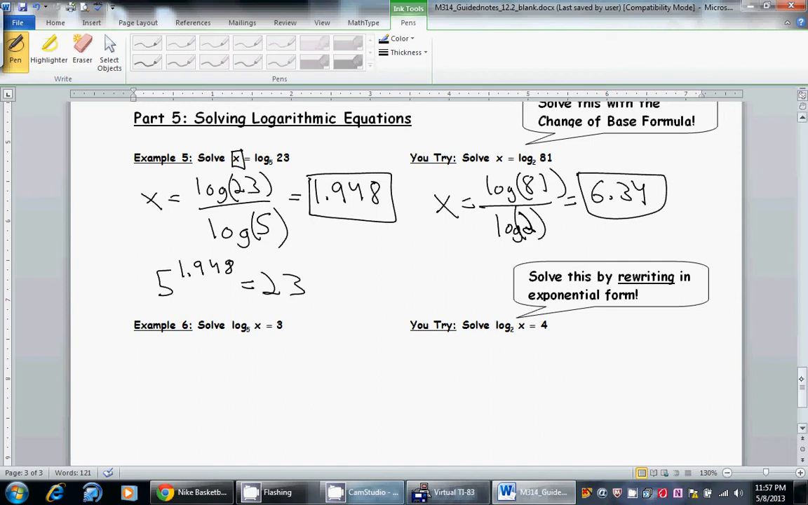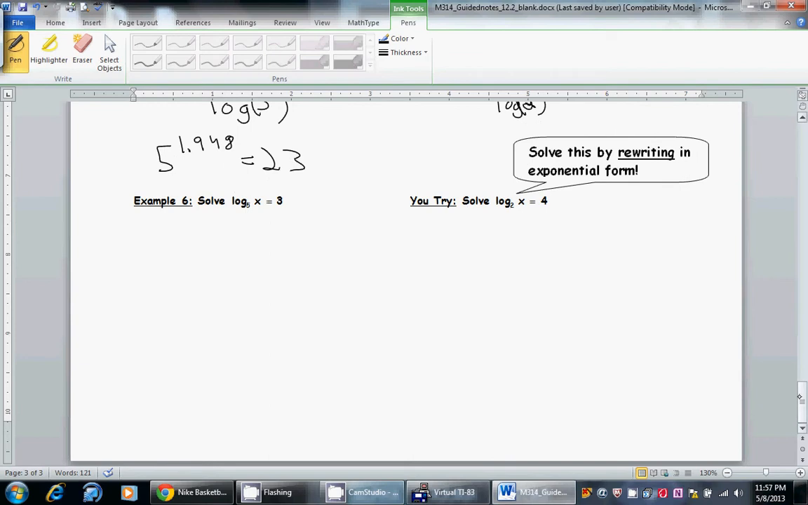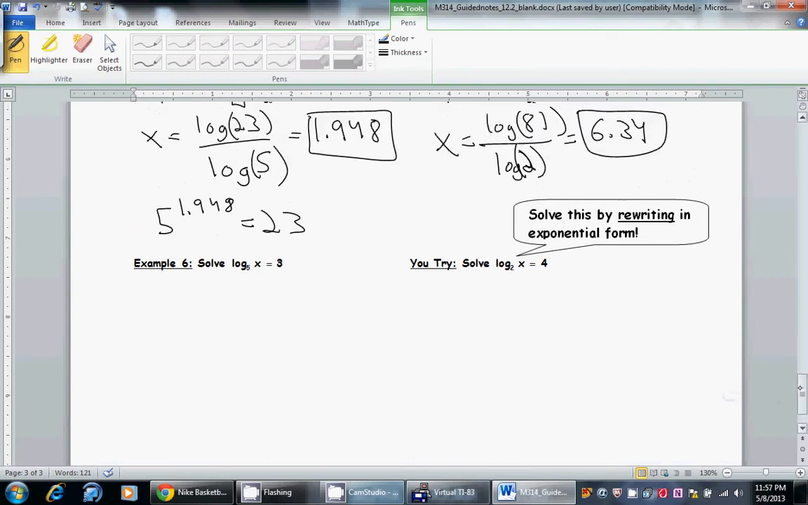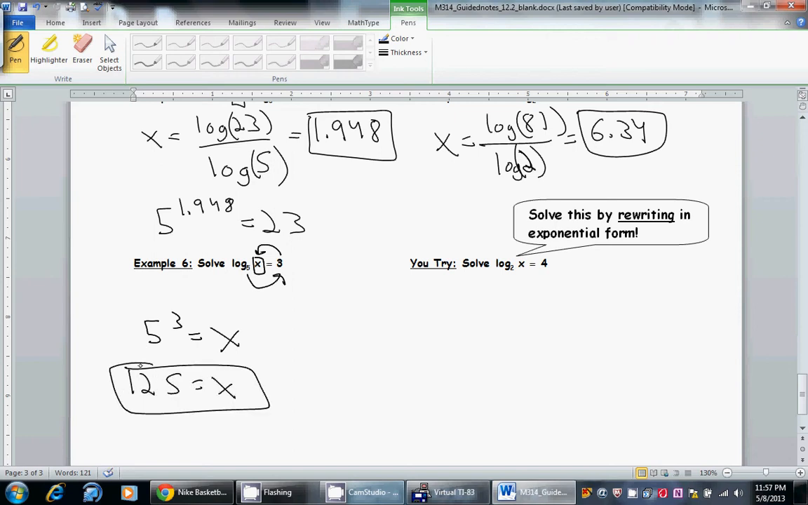Alright, last two here, and these two are a little bit different. Now look at where your variable is placed. Your variable is not what the log is equal to, because there's a 3 there. This is the log of x base 5 equals 3. One thing you can do with these log problems is rewrite them into exponential form. This is the same thing as 5 cubed equals x. And 5 to the third, we know what that is, that's 125, so that's my x value.